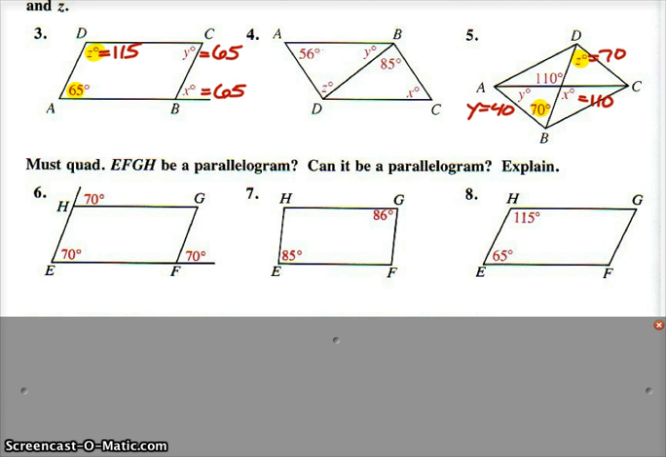Okay. Well, number 6, I have corresponding angles being congruent. So I know that HG and EF are parallel. I have these two angles being congruent, and they're also corresponding angles. So that gives me HE and GF being parallel. So both opposite sides are parallel. It must be a parallelogram.